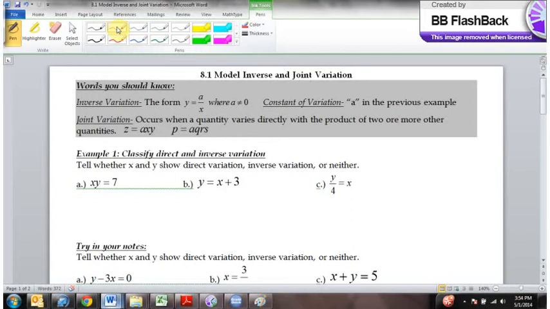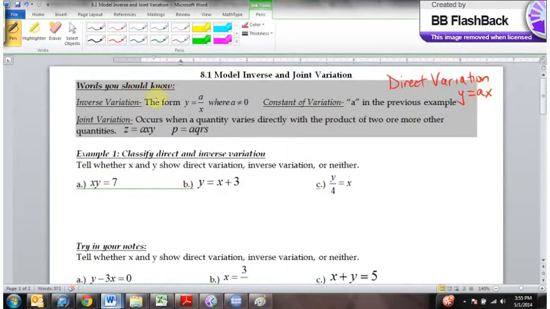Today we're going to talk about modeling inverse and joint variation. You have done direct variation. We did that last semester. Direct variation looked like y equals mx plus b, except there was no b. You just had an a instead, so you had a slope.